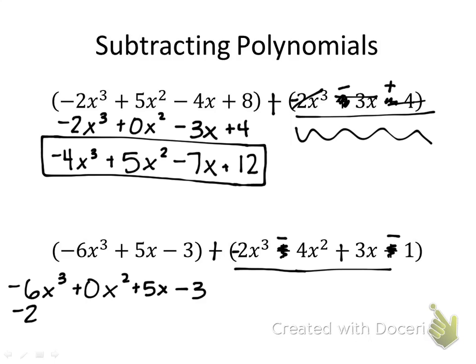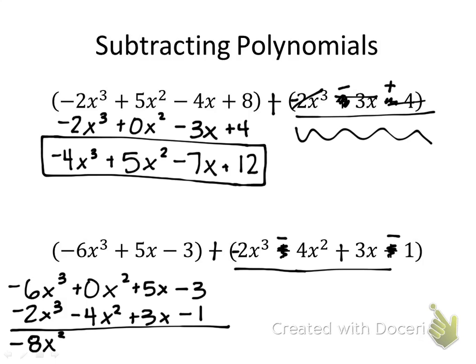So I would write negative 2x cubed minus 4x squared plus 3x minus 1. Negative 6x cubed plus negative 2x cubed is negative 8x cubed. 0x squared plus negative 4x squared is negative 4x squared. 5x plus 3x is 8x. And negative 3 plus negative 1 is negative 4. So I know that this is my final answer. Okay? That is how we add and subtract polynomials.